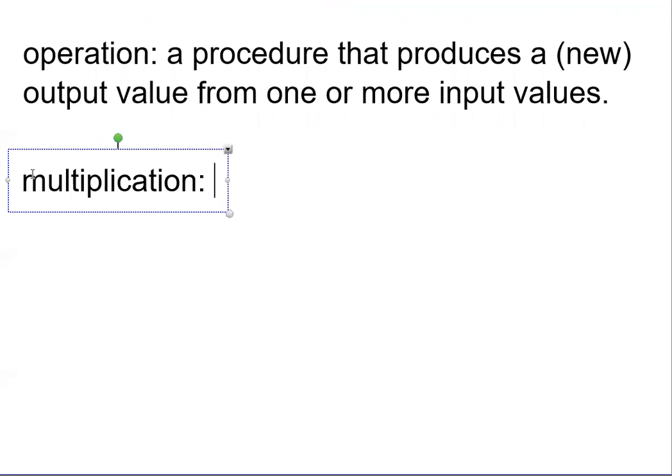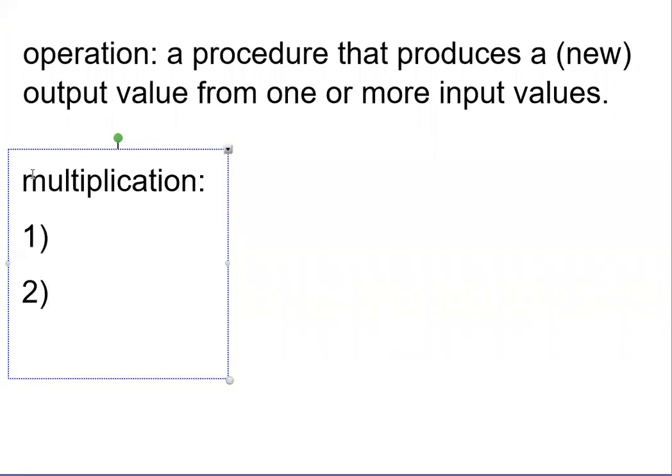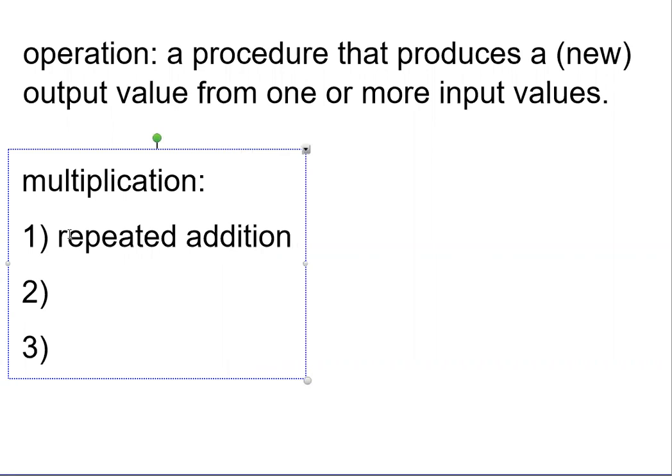And the operation of multiplication will produce a new output value from one or more input values. It's a binary operation, just like addition. In fact, it is closely related to addition. The most basic definition of multiplication is repeated addition. And for some people, that's the only definition they think of for multiplication. But as we see, there's a little bit more to it than that.